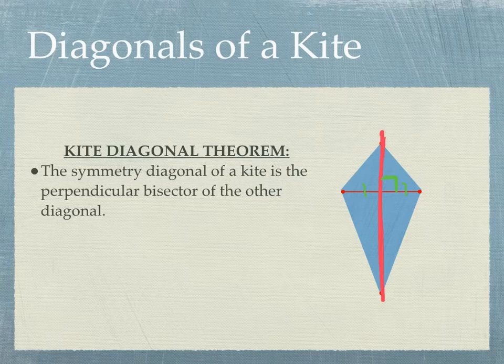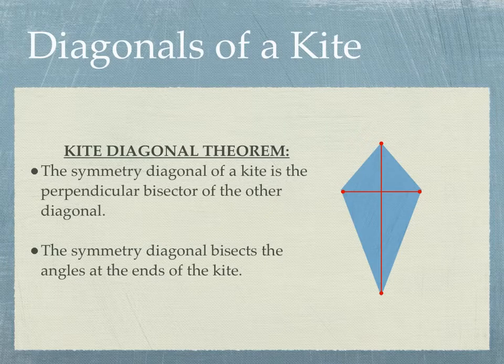Just be careful. With a kite, it doesn't happen the other way around. This one does not get cut in half, because that's not a symmetry diagonal. The long one cuts the short one. Well, it's possible to have it drawn where this one is the one that splits it in half. Yes, the symmetry line cuts the other one in half. It's possible to draw it the other way around too.